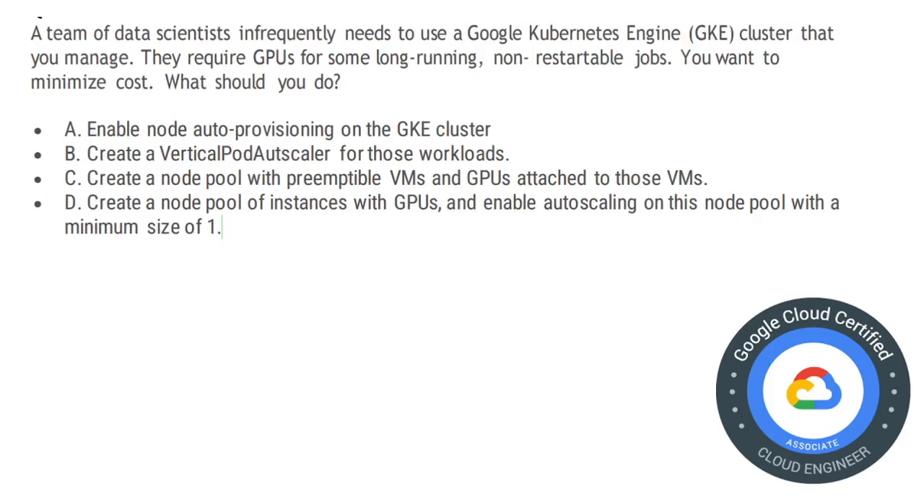Next question is, a team of data scientists infrequently needs to use a GKE cluster that you manage. They require GPUs for some long running non-restartable jobs. You want to minimize the cost. What should you do? Answer is option D, create a node pool of instances with GPUs and enable auto scaling on this node pool with a minimum size of 1.